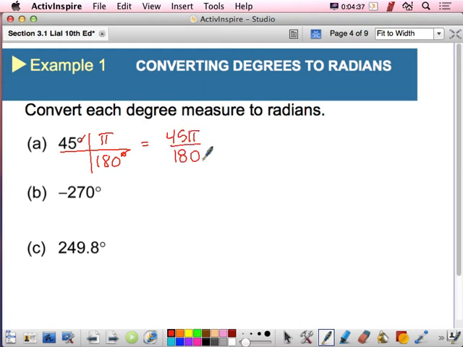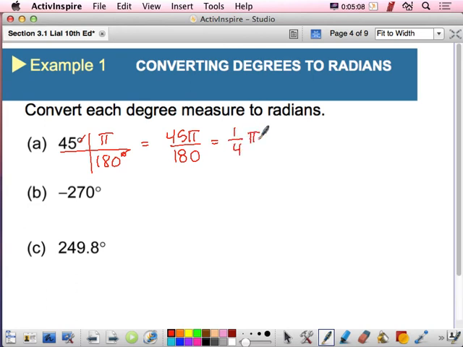Now here's where a lot of students go wrong. They want to turn the whole thing into a decimal, but you can't do that. I asked you to leave it exact, and pi is an irrational number. So once you type it into your calculator, you can't turn it back. What you need to do is reduce only the coefficients, the 45 over 180. And if we look at that, 45 goes into 180 4 times. So this reduces to 1/4 of pi.